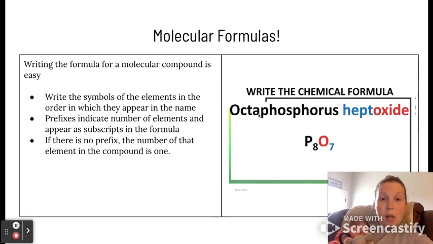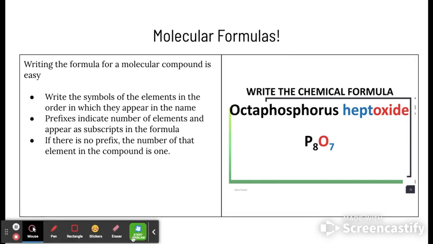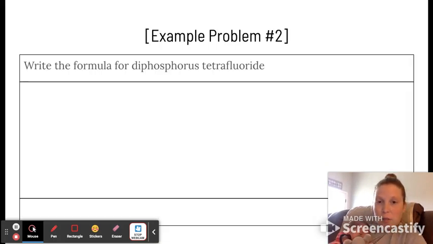So here's the name, octaphosphorus heptoxide. The prefix octa means 8, and our element is phosphorus, so we put the symbol for phosphorus, which is P, and we give it a subscript of 8. Then we have oxide, so we put the symbol for oxygen, which is O, and the prefix hept or hepta is 7, so we put a 7 as our subscript there. Very easy. Let's go ahead and do this one together, and it's the formula for diphosphorus tetrafluoride.